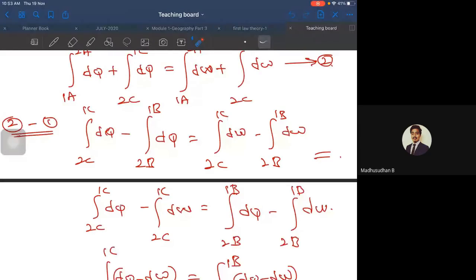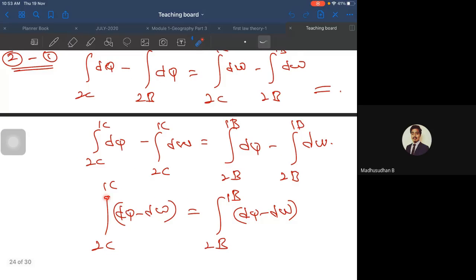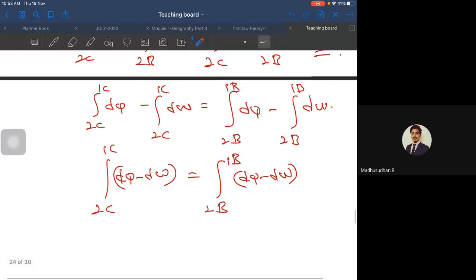Okay. Similarly, integration from 2B to 1B, dq minus dw. Since both the integrations have the same limits, I can merge these two. This is what I have done here. So integration from 2C to 1C dq minus dw, integration from 2B to 1B dq minus dw. Fine. Now, this is the interesting point here.